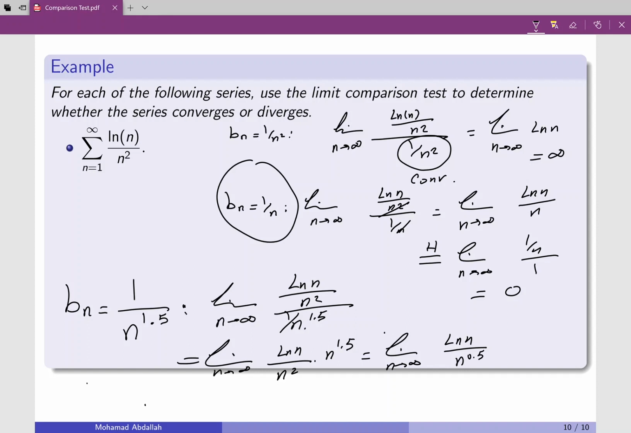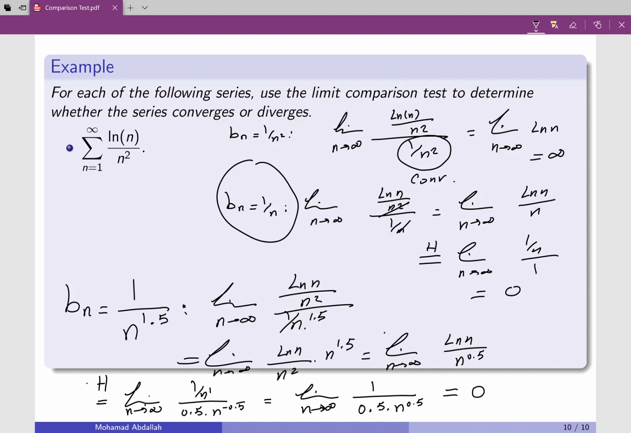Now when n goes to infinity, this is the limit of infinity over infinity. So I apply L'Hopital's rule. I get the limit when n goes to infinity: the derivative of ln n is 1 over n, and the derivative of the bottom is 0.5 times n to the power negative 0.5. So this is the limit of 1 over 0.5 times n to the power 0.5. This 0.5 comes from adding this with this. And this goes to 0 when n goes to infinity.